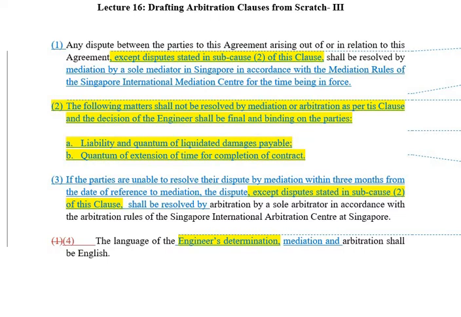Whether the pre-arbitral procedure is for a designated period. Yes, the pre-arbitral procedure of mediation is for a specific designated period, and the engineer's determination takes its own course. Now, we have a typo here, except as per this clause.